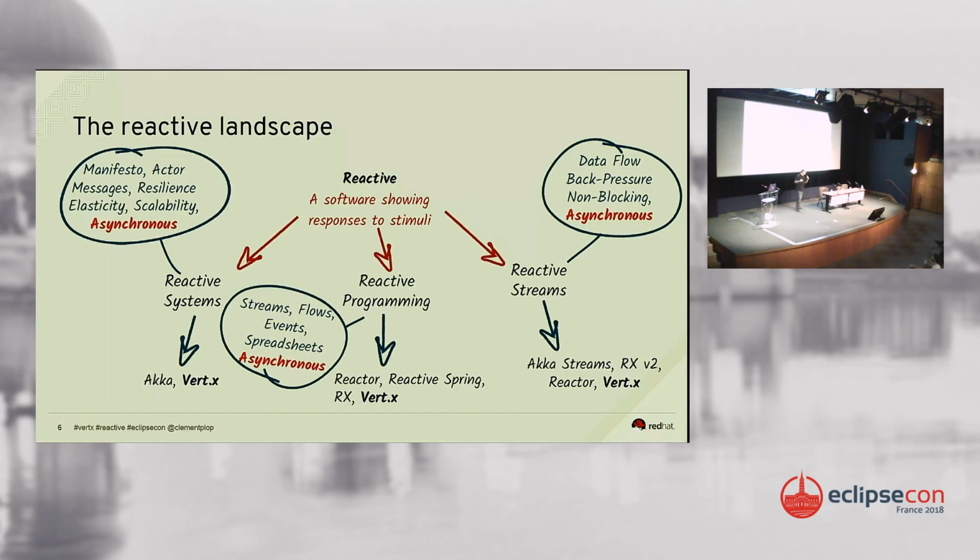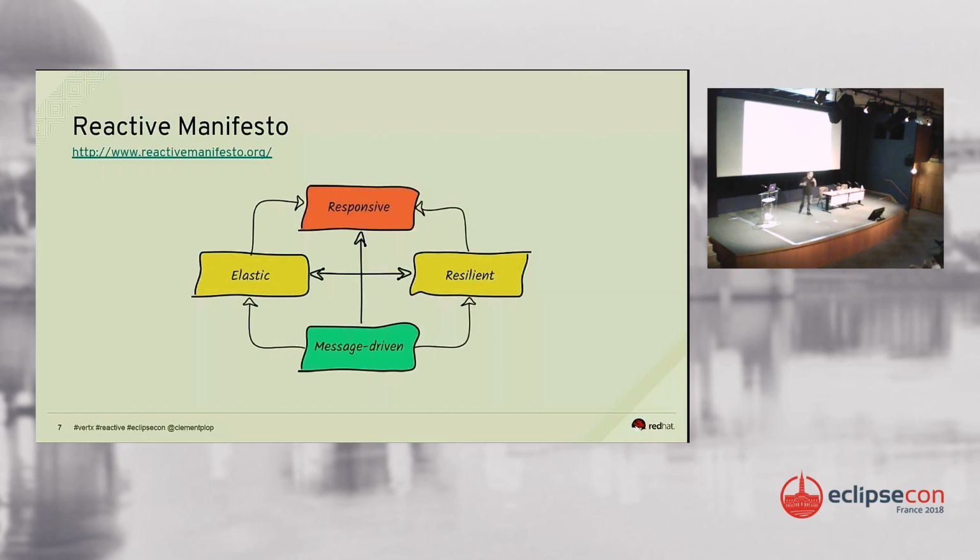But let's start with reactive systems. Reactive systems infuse asynchrony at the core of your system by using asynchronous message passing between all your components. Because you have this, you can be elastic and you can be resilient. And this gives you responsiveness. So basically with this, you are building a system that will stay responsive in face of failures and under fluctuating loads. So basically, this is what you want to build.